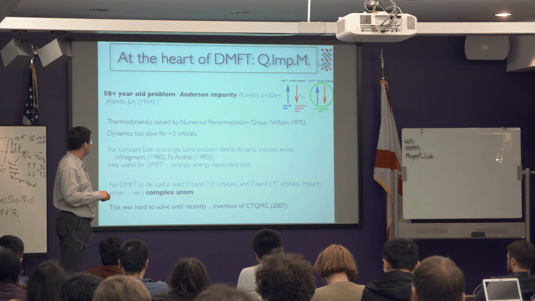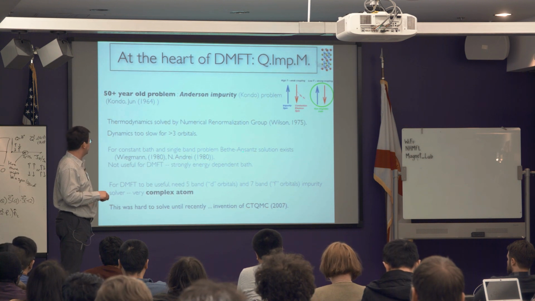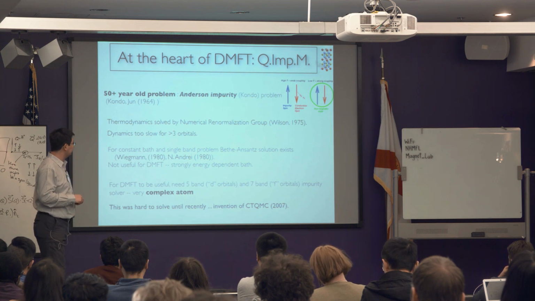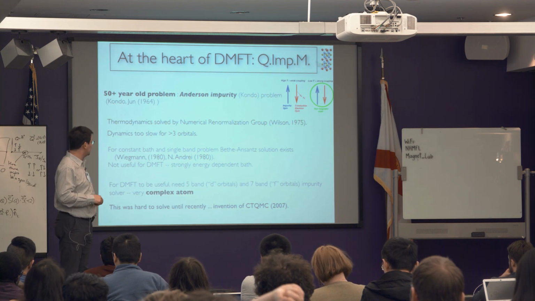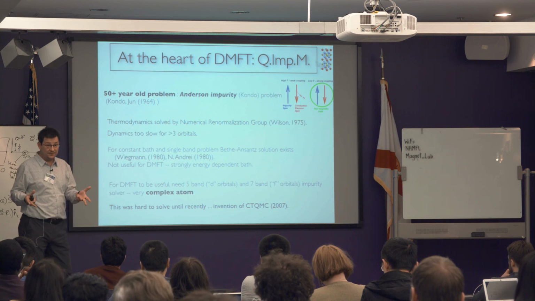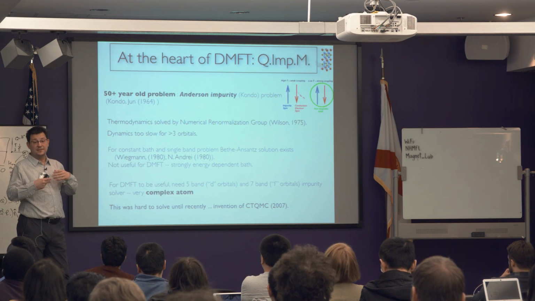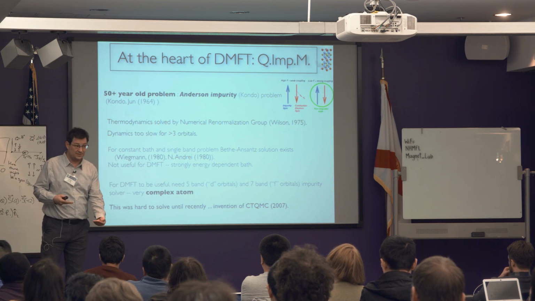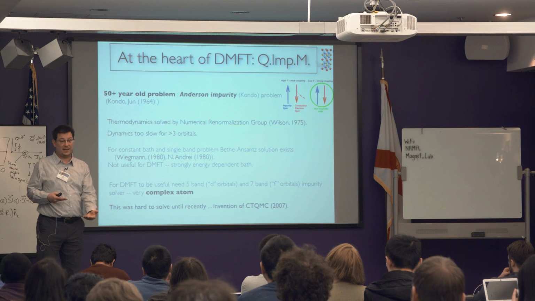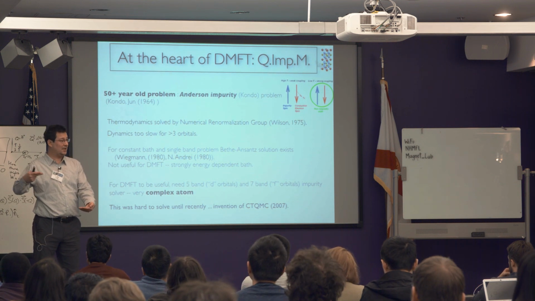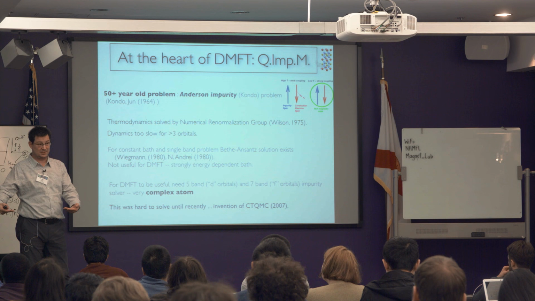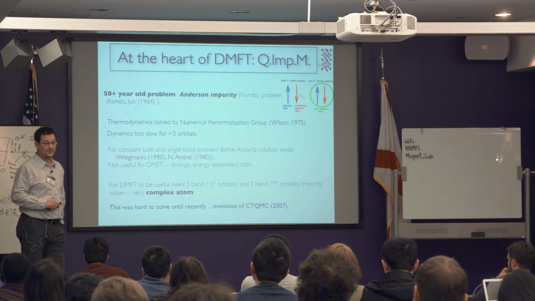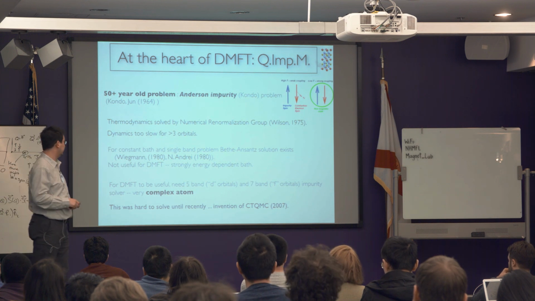Now, Bethe ansatz can be used to calculate thermodynamics, but only for a constant bath, constant hybridization, and mostly for the single band problem. So unfortunately, this is not useful in DMFT, but it's very useful to understand the basic properties. For example, we know that at exact zero temperature, you will have either a Fermi liquid or a Mott insulator. These are the two things that can really happen in single-site DMFT because we know the Bethe ansatz solution. But more than that, it's hard to say.